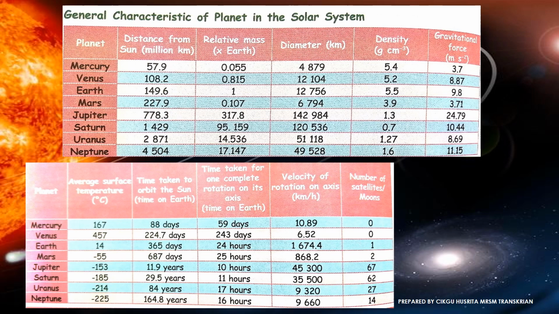So you must know and remember the characteristics of the planets in the solar system. For example, the distance from the Sun, relative mass, diameter, density, gravitational force, average surface temperature, time taken to orbit the Sun, time taken for one rotation on its axis, velocity of rotation on axis, and number of satellites and moons. So actually, it's very important for the objective questions, right?